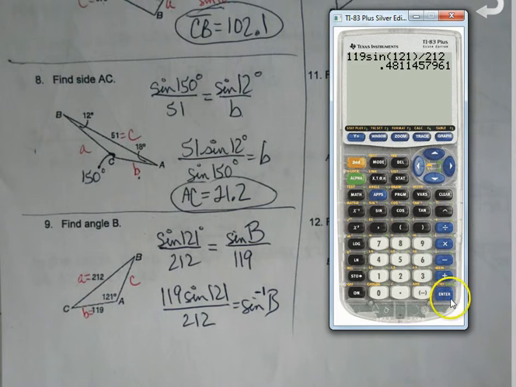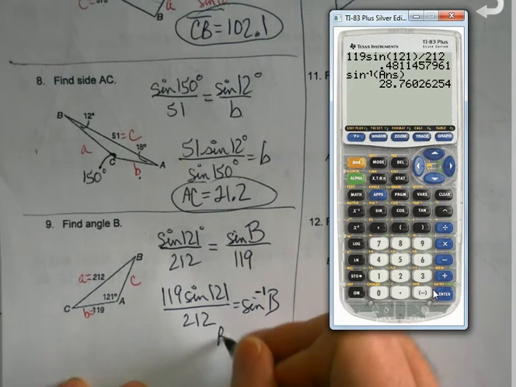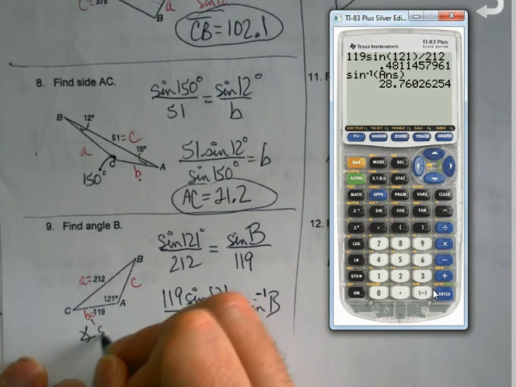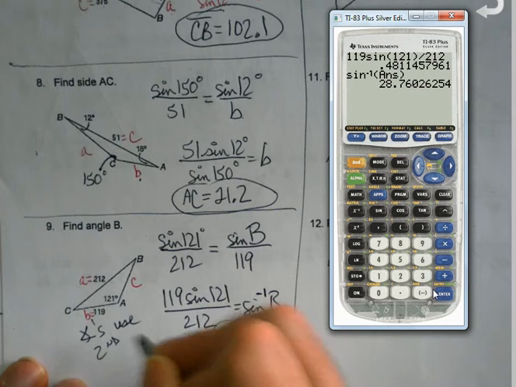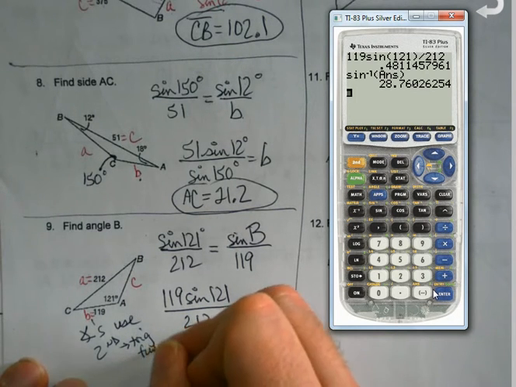To get the angle measure, I need the inverse of this. So I'm going to do second sine and use that decimal. Now try not to round it. Most calculators have something where you can plug the previous answer in. On these calculators, it's second and the negative sign will get me the answer. Then I'm going to get something that looks a lot more like an angle measure. So on angles, use second and whatever trig function it is you're using, which in this case would be sine.